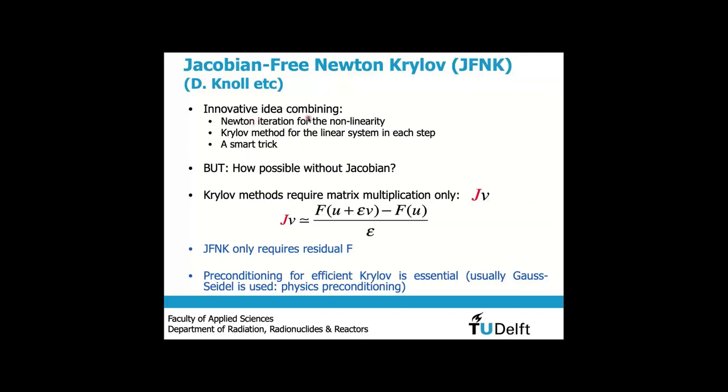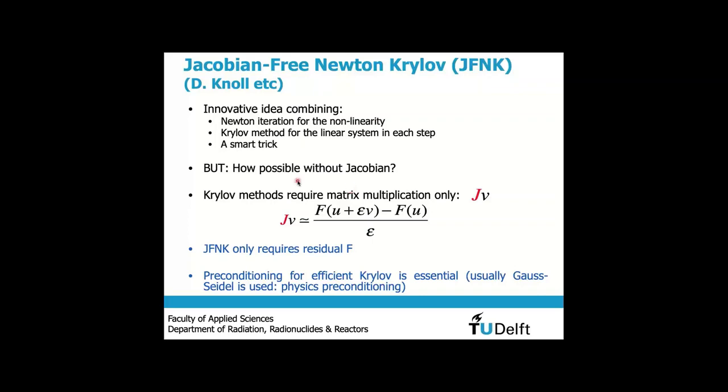The innovative idea combines three issues. One is this Newton method that I touched upon in the previous slide. So you Newton linearize and you need to solve that system for your change delta. You're going to do that solution, which is a linear system, with a Krylov iterative method. And then there's a smart trick involved. The method is called Jacobian free Newton Krylov, so there's no Jacobian involved. But how can you do Newton if you don't have a Jacobian? Well, that is where the trick comes in.